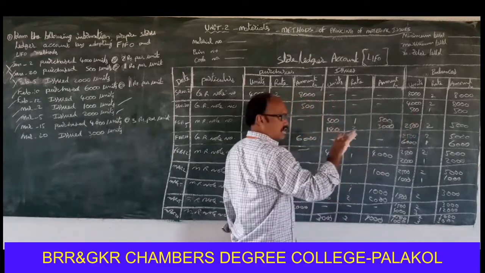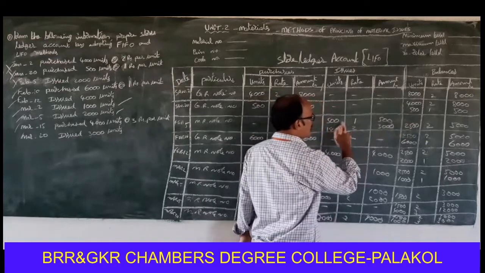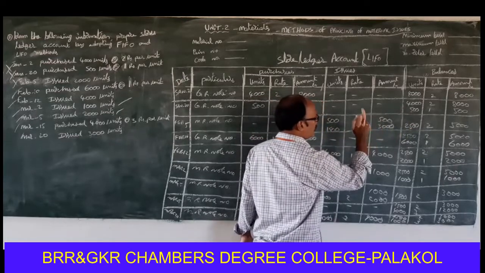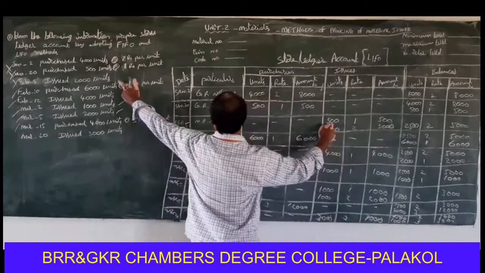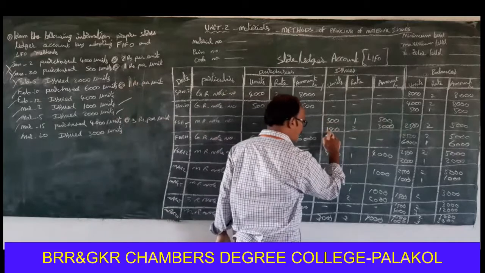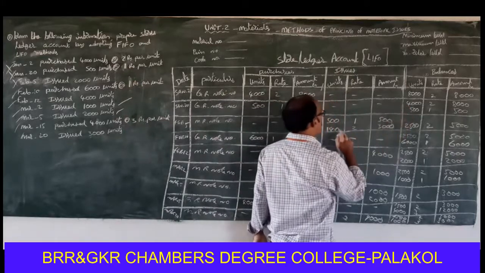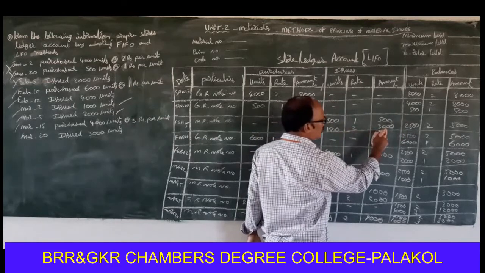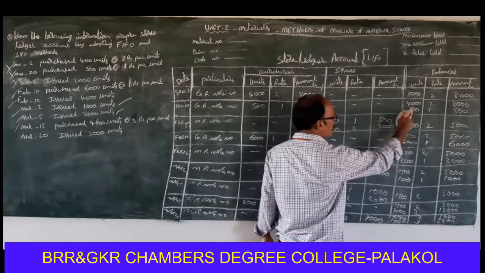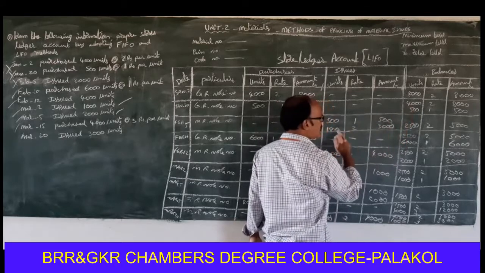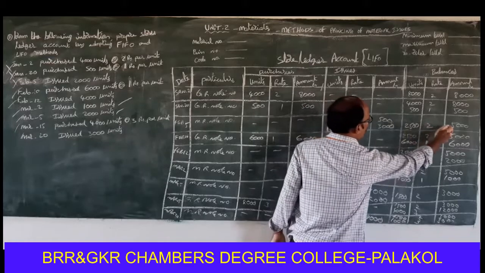Issues means out from the stores. So 500 units at the rate of 1 rupee per unit, 500. The total number of units wanted to issue is 2,000, so the remaining 1,500 units are issued from the old stock. 1,500 into 2 is 3,000. 4,000 minus 1,500 is 2,500 units at the rate of 2 rupees per unit, 5,000.